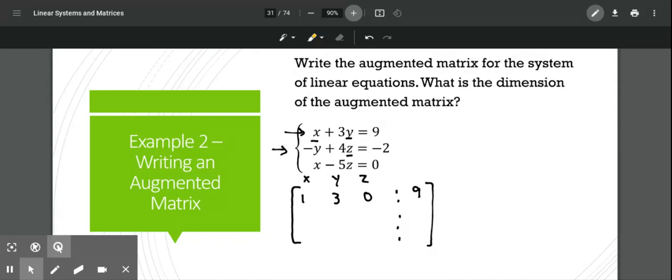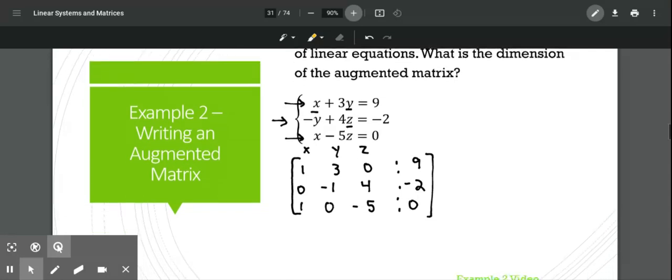For the next equation, you have 0x, -1y, 4z, and it equals negative 2. And then for your last equation, you have 1x, 0y, negative 5z, and it equals 0. And then the second part of the question is what are the dimensions? So if you count, we have 3 rows and 4 columns.